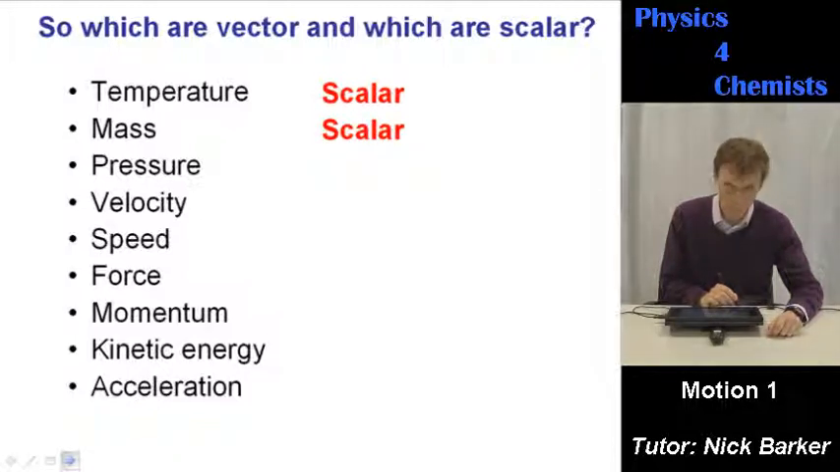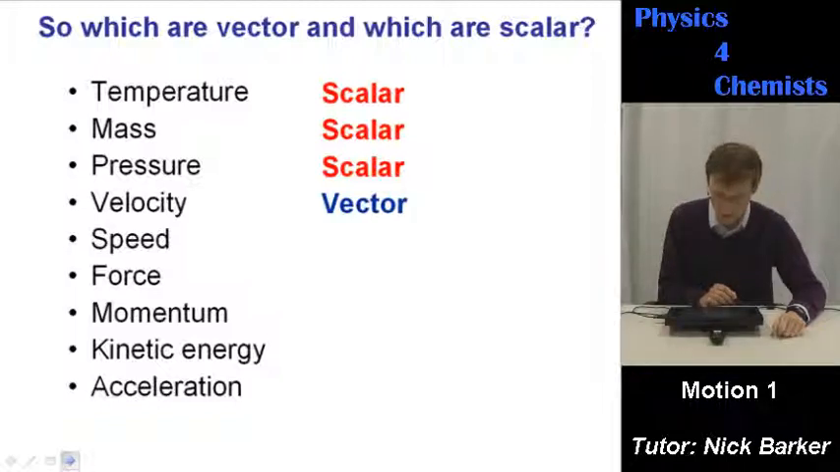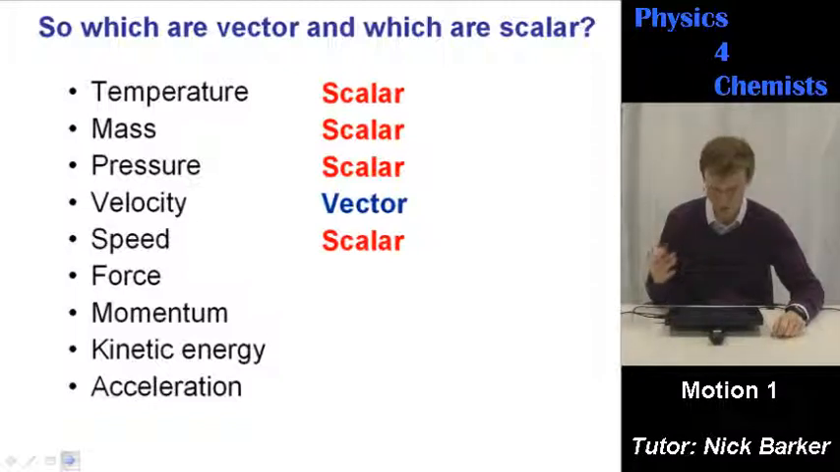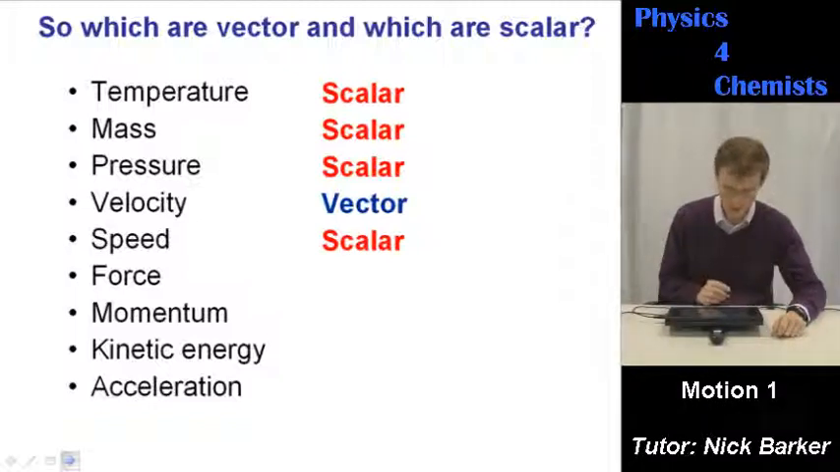Scalar. Pressure, force divided by area. Scalar. Velocity. Vector. And speed is scalar. That's the difference between velocity and speed.